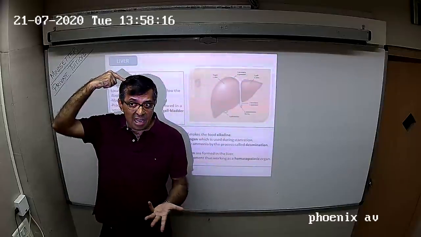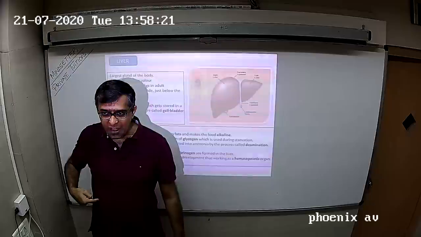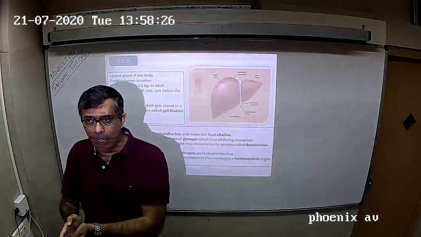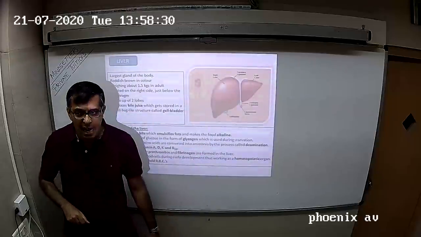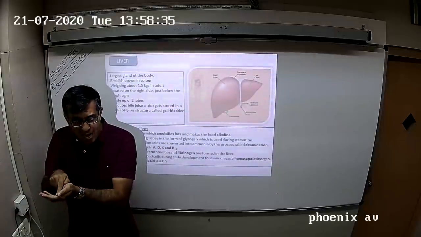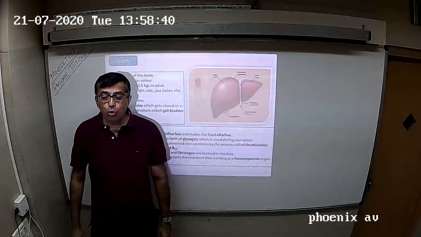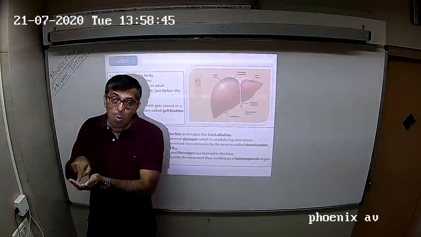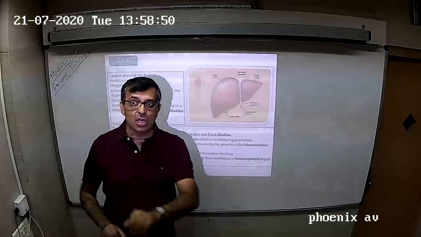So what do we do with them? They are taken into the liver. And in the liver, free amino acid is broken down into a substance called ammonia. So the breakdown of free amino acid produces ammonia, a process called deamination. So by deamination, amino acid gets broken into ammonia, but sir, ammonia is very dangerous.